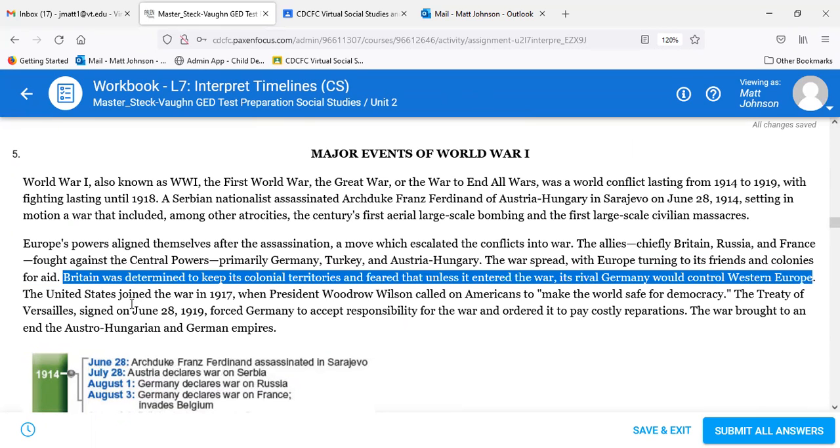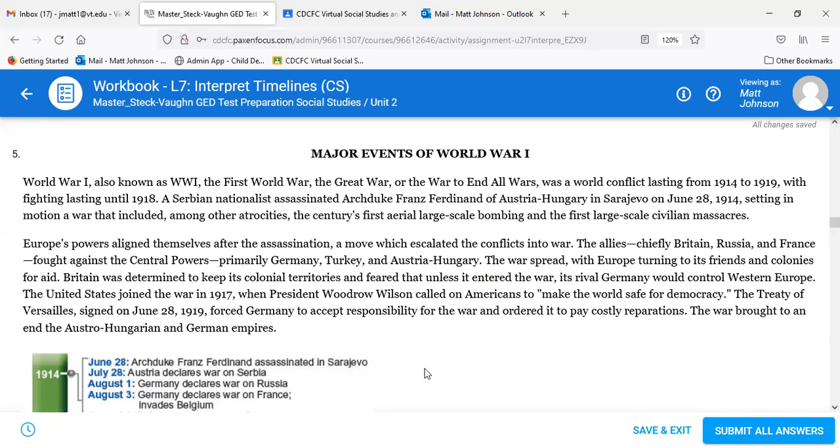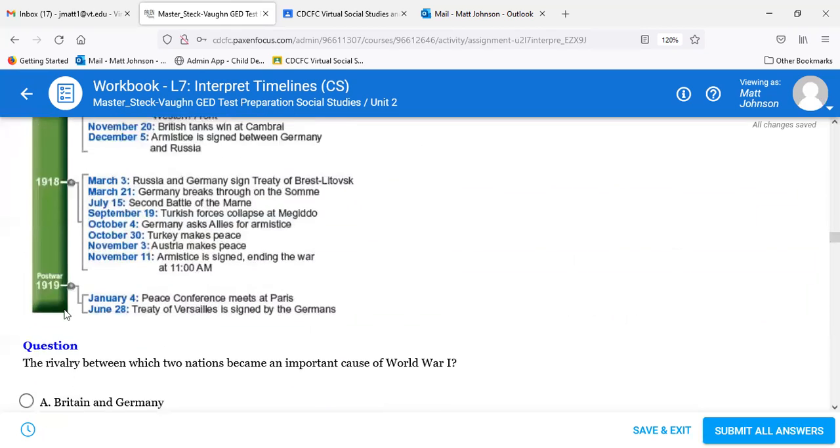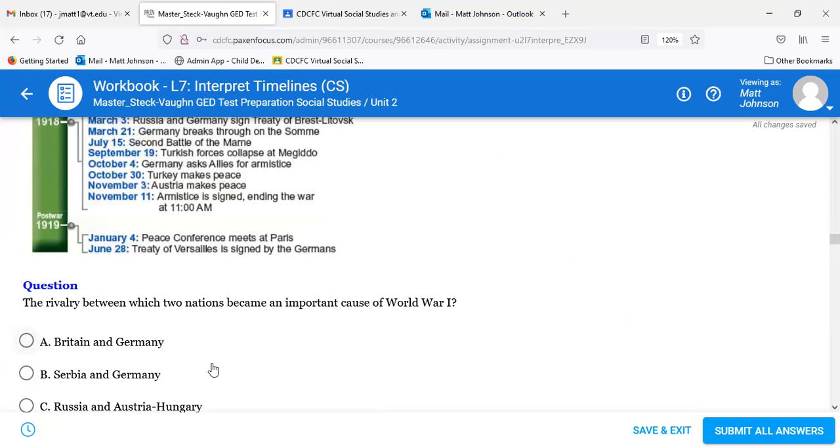So up in our second paragraph there, I'll point out a sentence. It says Britain was determined to keep its colonial territories and feared that unless it entered the war, its rival Germany would control Western Europe. So A, Britain and Germany.